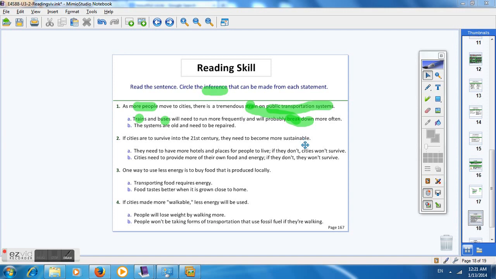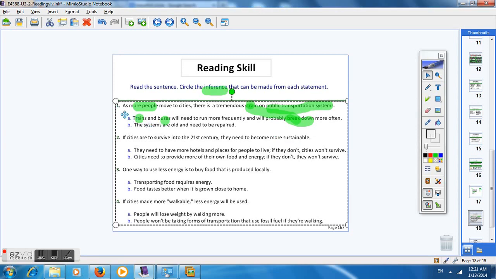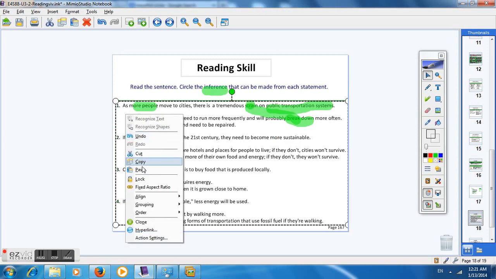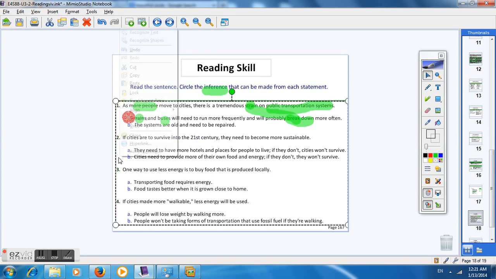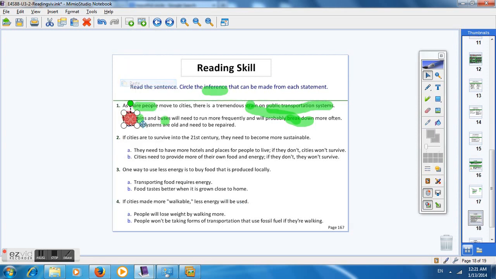Okay, let's check the answers. If you can remember, in 1, the answer is letter A. Yes. How about in number 2? The answer is letter B. Yes, here. Okay, if cities are to survive into the 21st century, they need to become more sustainable.